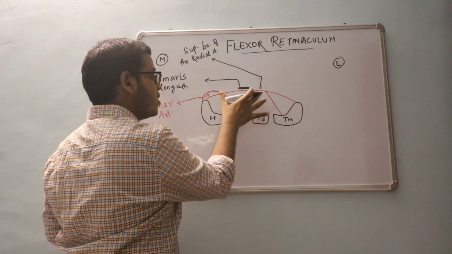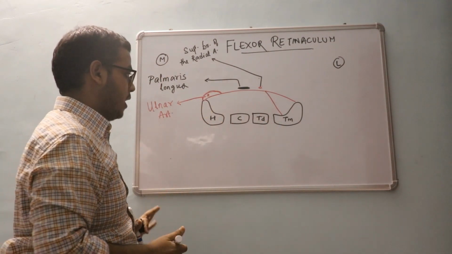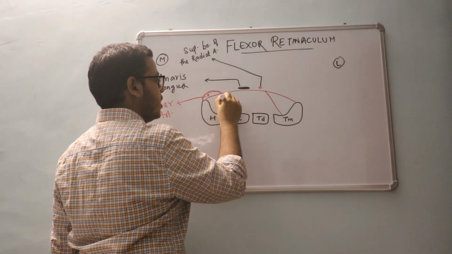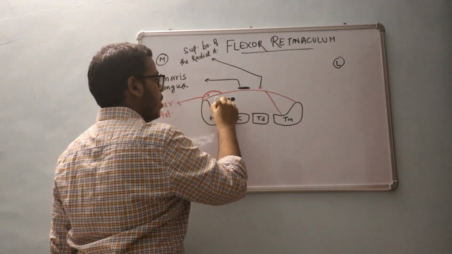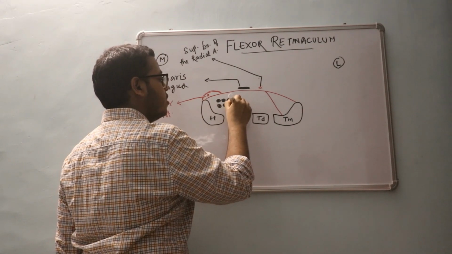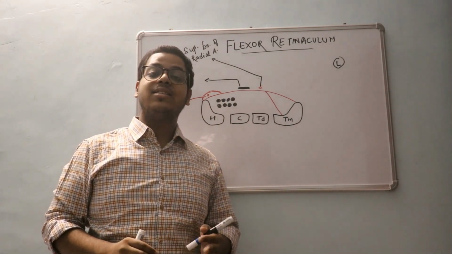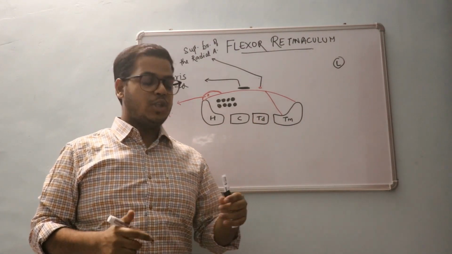Now let us see what is going inside the flexor retinaculum, or below the flexor retinaculum. First and most important are the 8 tendons. And what are these 8 tendons? These 8 tendons are the tendons of the 2 flexor muscles, the flexor digitorum profundus and the superficialis.